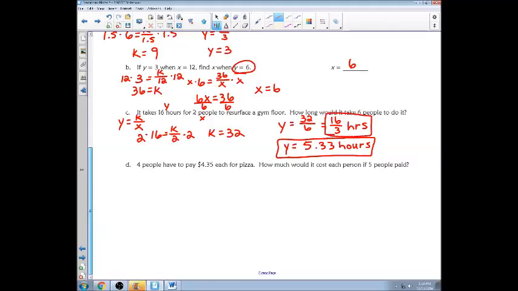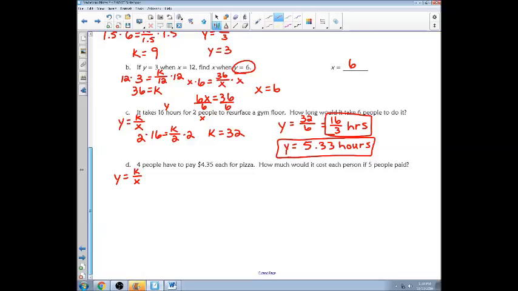All right? 4 people have to pay $4.35 each for a pizza. So 4 people are going in on a pizza. How much would it cost each person if 5 people paid? Well, if you have 5 people instead of 4 people paying for the pizza, the cost of the pizza per person is going to go down as the number of people went up. So again, this is indirect. So y equals k over x.